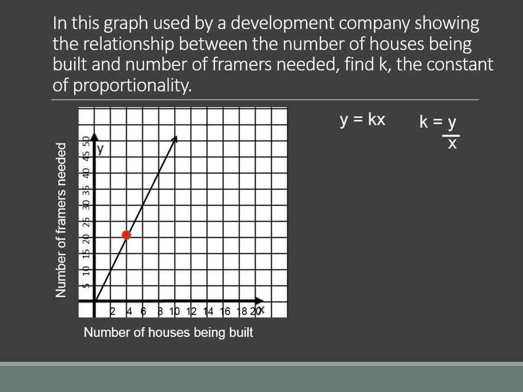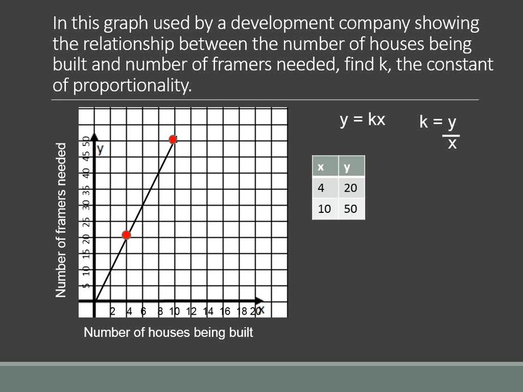So here, I'm just going to choose a couple points. I'll choose 2 points that are on the line, and I tell my students, choose points that are easy to work with, that show up right where the grid crosses each other. So there's 2 points. Let's look at what they are. The lower point on your screen is 4, 20, where X is 4 and Y is 20. And then the upper point is 10, 50, or where X is 10 and Y is 50.